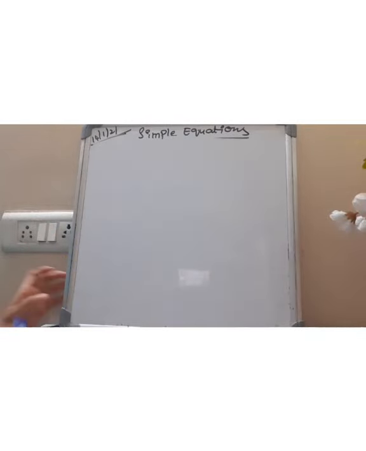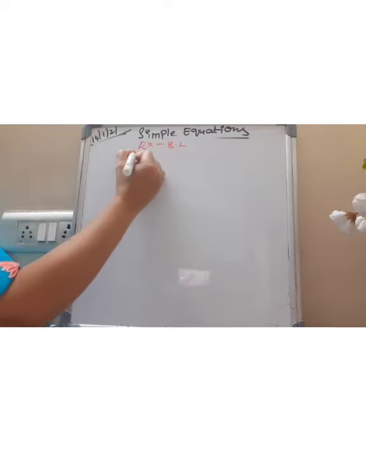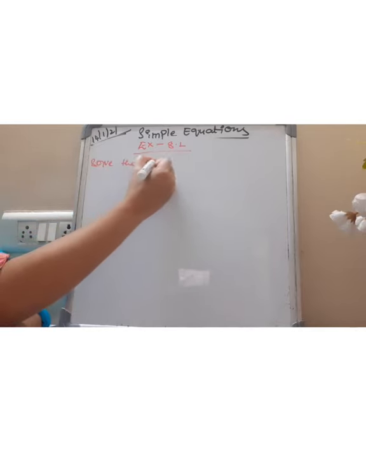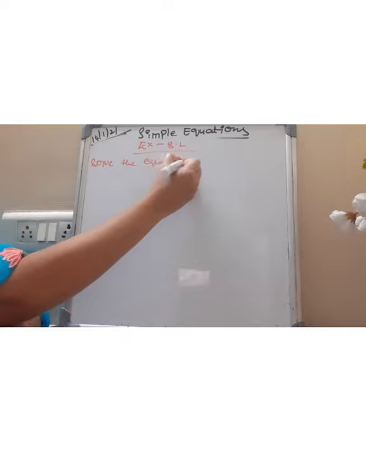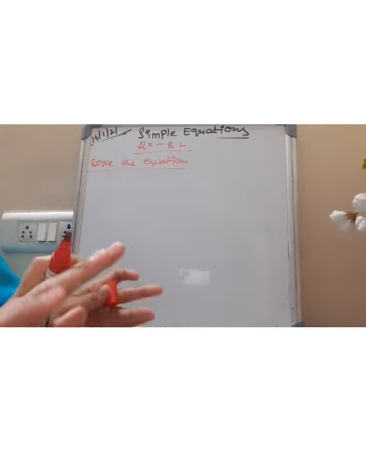So we'll move on to the next exercise, that is exercise 8.2. Here we have only solving of the equations. Checking is not there, children. So what will you do now? Just solve and find the value of the unknown variable.